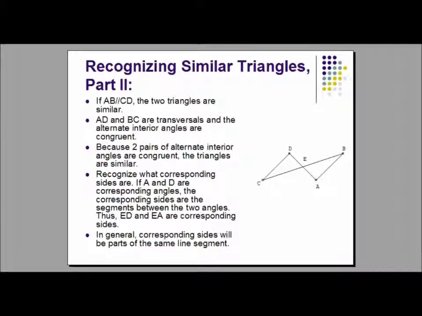It will be very helpful to you when solving similar triangle problems to recognize what corresponding sides are. If A and D are corresponding angles, the corresponding sides are the segments between the two angles. Thus, ED and EA are corresponding sides. In general, corresponding sides will be part of the same line segment.